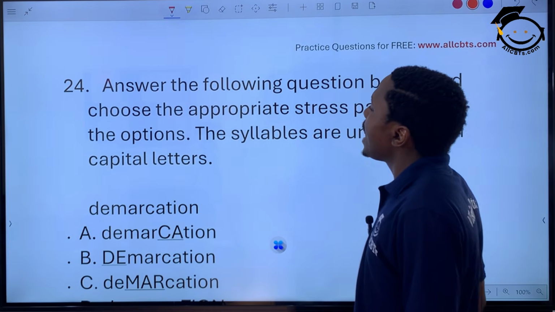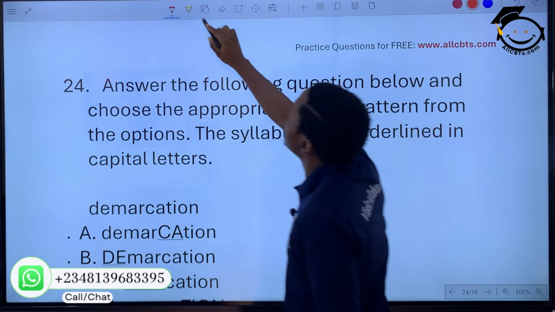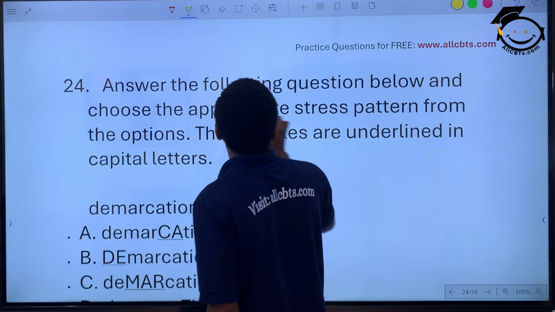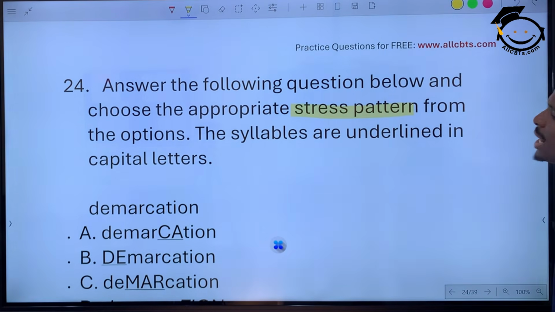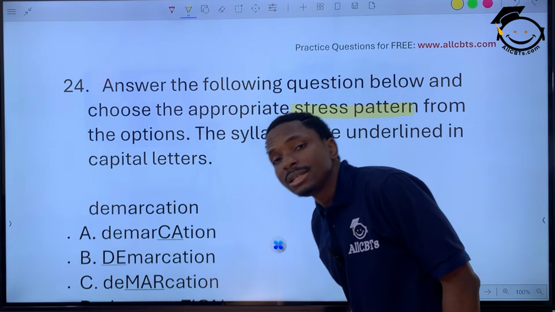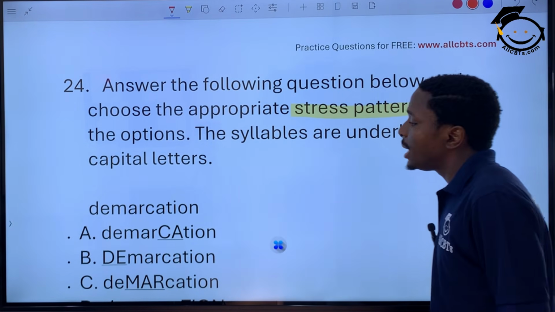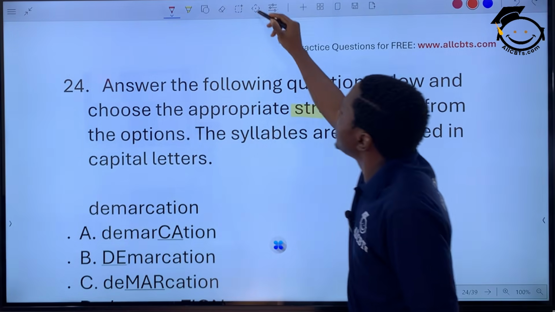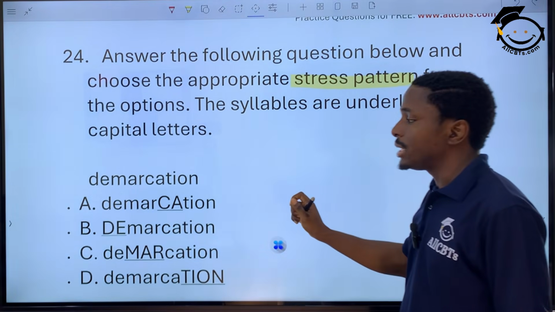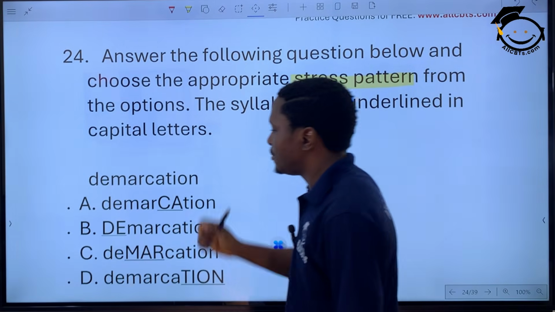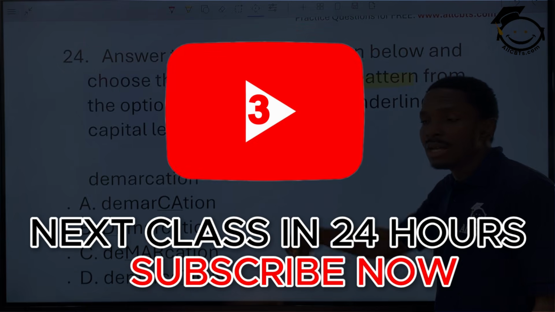Question 4. Answer the following question and choose the appropriate stress pattern from the options. The syllables are underlined in capital letters. Alright, let's see what we have. The word is demarcation. We want to choose the one that has the correct stress.